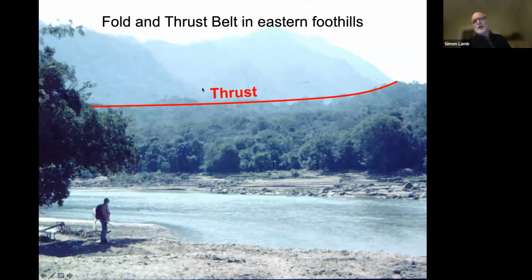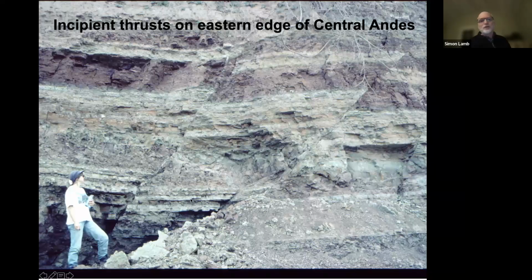And then if you keep going east, gradually the general level drops off, and you come to the eastern foothills where you have a big active fold and thrust belt. And here you're at an elevation of only a few hundred meters above sea level. These are big rivers draining off the Andes. And if you look in the banks of these rivers, as you move away from the Andes, you can see incipient thrusts, which are the most eastern edge of the system, which is just beginning to get caught up in this big mountain belt.